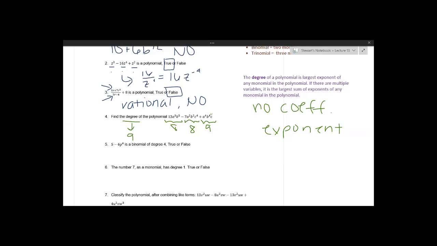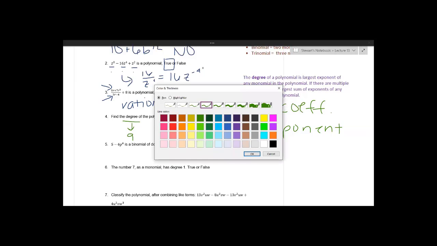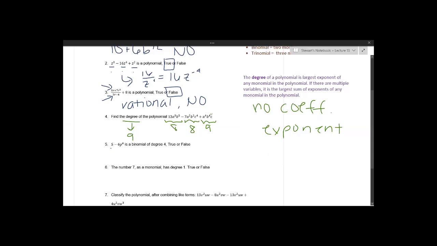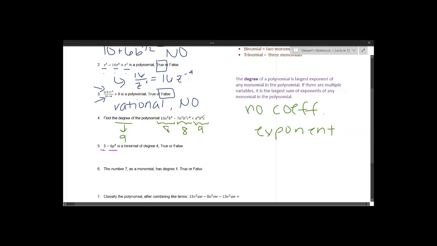Okay, so next one's another true or false. 5 minus 6p to the fourth is a binomial of degree 4. Okay, so a binomial, as I mentioned up there, is two monomials. Well, that's true. We have 5 and 6p to the fourth. They're combined by subtraction, so that would make it a binomial. There are 2 terms, and the degree is the largest exponent, which is 4. So the degree is 4. It's a binomial and degree 4, so this is true. Checks off both boxes.